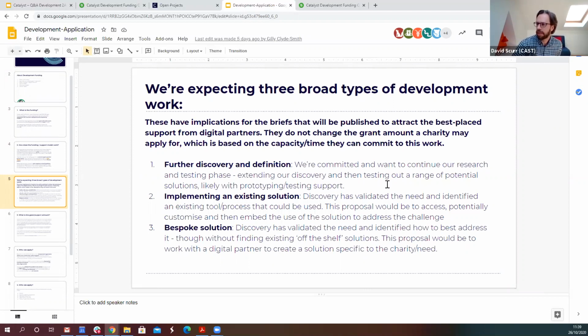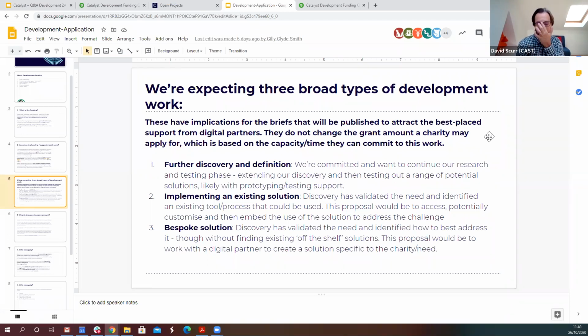So you're committed and you want to continue the good research you've done through discovery. You want to extend that phase and test out a range of potential solutions, like prototyping and testing support. So you haven't done that yet, but you're interested in doing that on the back of discovery.